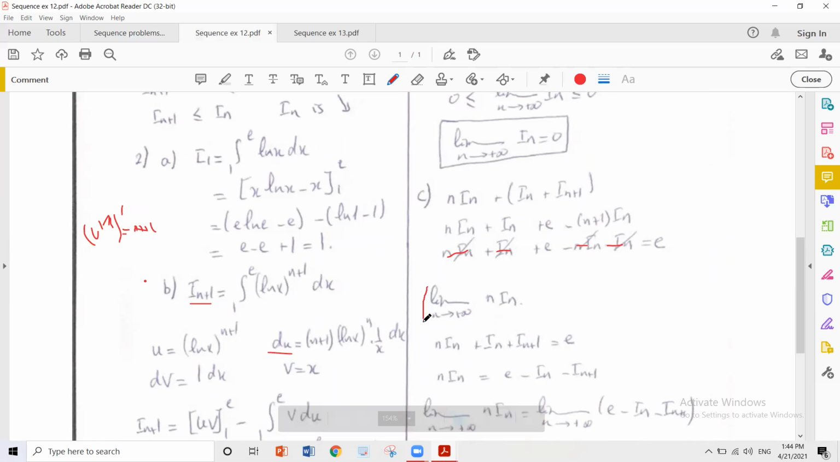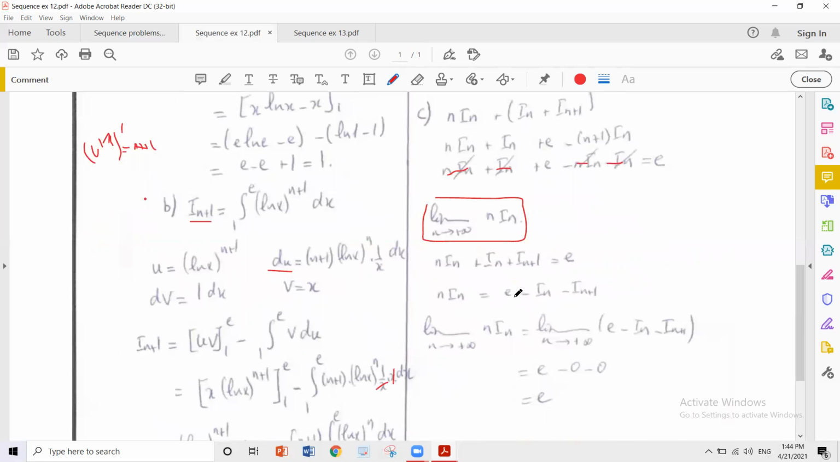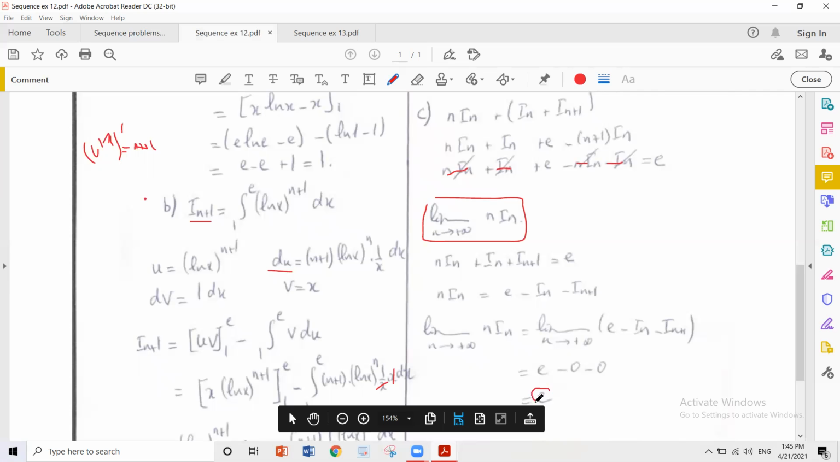n I_n minus n I_n, and I_n minus I_n, are 0, so e remains. Now, deduce the limit of n I_n. We have proved that n I_n plus I_n plus I_{n+1} equals e. Then n I_n equals e minus I_n minus I_{n+1}. The limit as n tends to plus infinity of n I_n is the limit of e minus I_n minus I_{n+1}. The limit of I_n is 0, and the limit of I_{n+1} is also 0. So we get e.